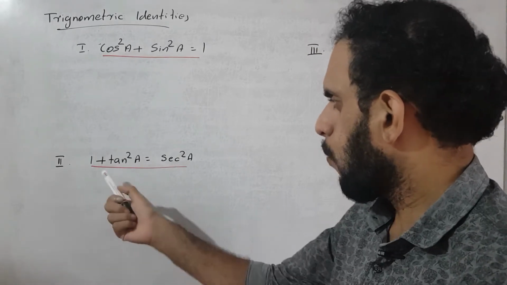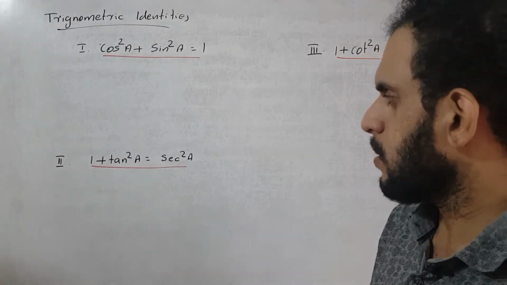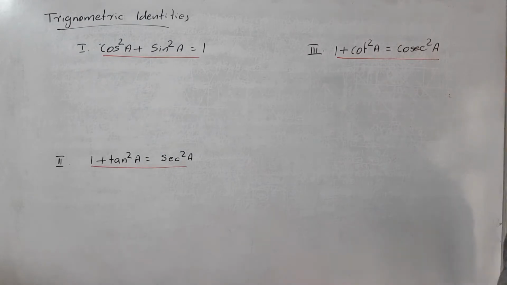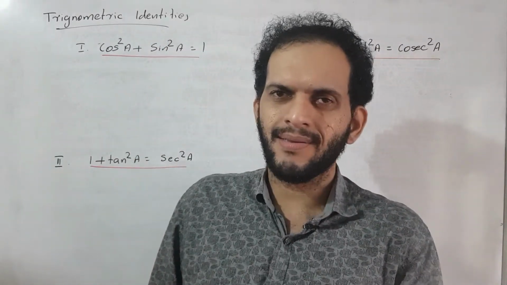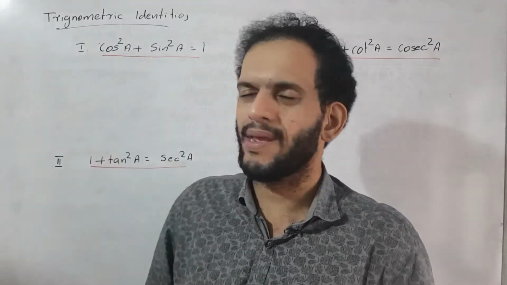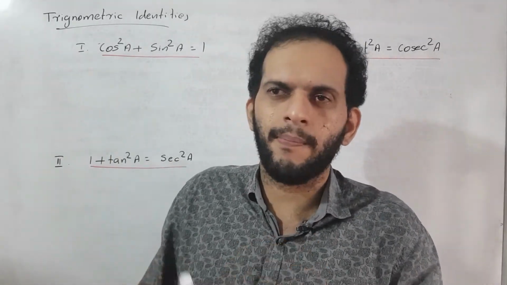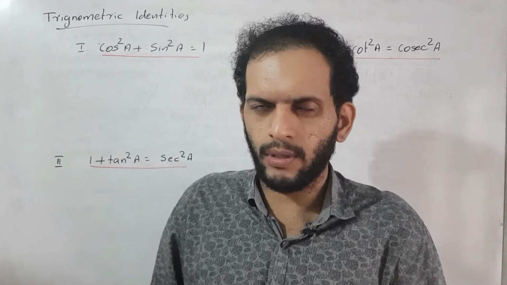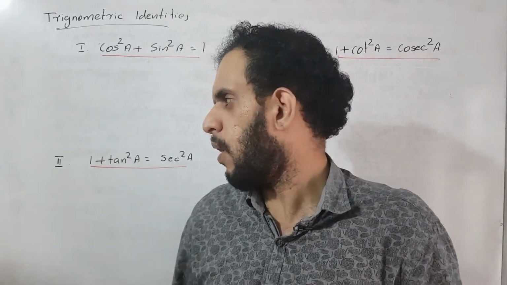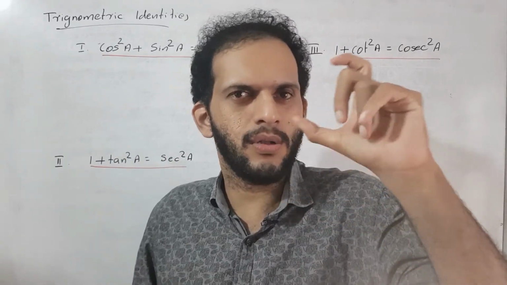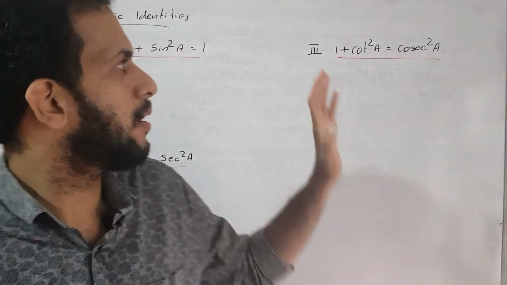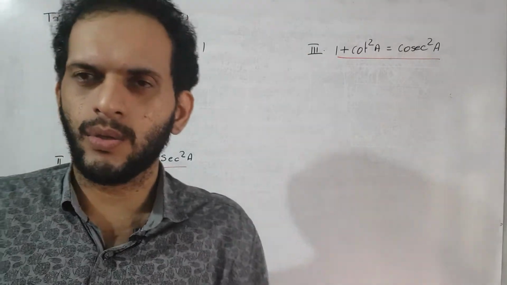Second identity: 1 plus tan square A is equal to sec square A. And the third one: 1 plus cot square A is equal to cosec square A. Here we have the three identities. The first one is sin square A plus cos square A is equal to 1, or cos square A plus sin square A is equal to 1. Both are correct. Then the second one, 1 plus tan square A is equal to sec square A. And the third one, 1 plus cot square A is equal to cosec square A.